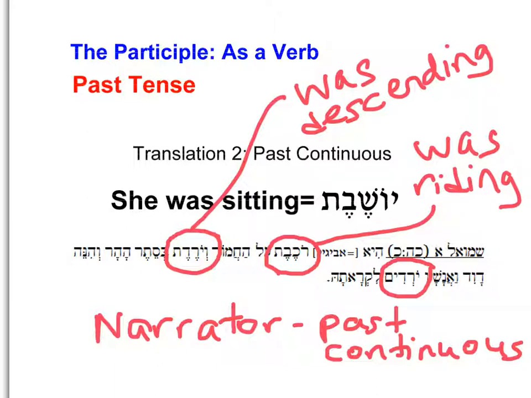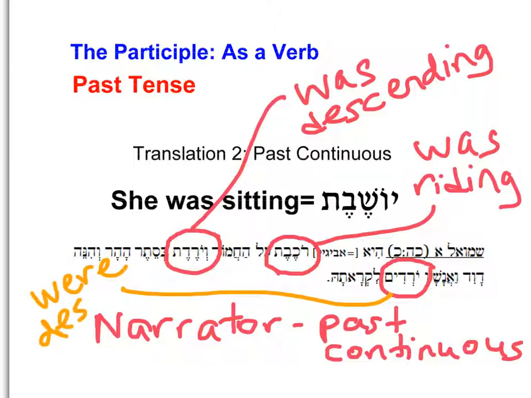V'hinei, and behold, David v'anashav, David and his men, yordim l'kratah, yordim. So they were descending. L'krat is towards, towards her. Okay, so we see here, right, that it draws you really into the story. She was riding on the donkey. She was descending the mountain. David and his men were descending towards her. It's setting the scene for you to really visualize this event.